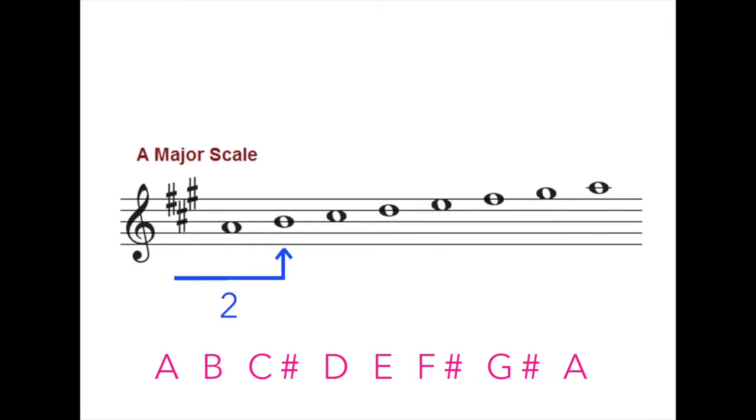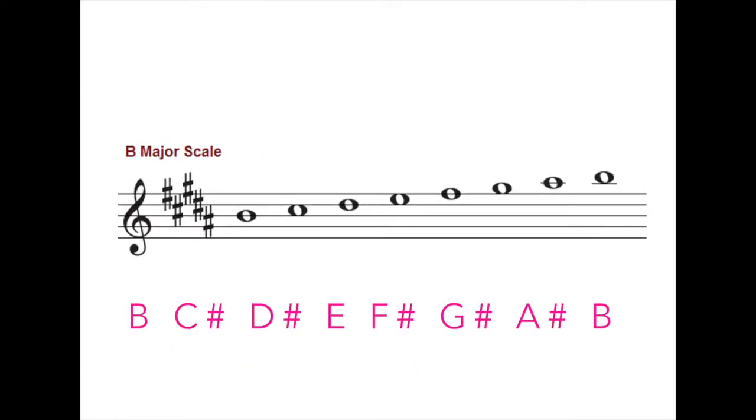For example, if you're in A major, the key is A, B, C sharp, D, E, F sharp, G sharp, A. Going up 6 places in the key, you will reach F sharp, which is the corresponding minor for that key signature. Let's do another example. For B major, the key is B, C sharp, D sharp, E, F sharp, G sharp, A sharp, B. Again, counting up 6 steps, we reach G sharp, which is the relative minor. This is a great way for us to easily count down, even using our fingers, to a relative minor.